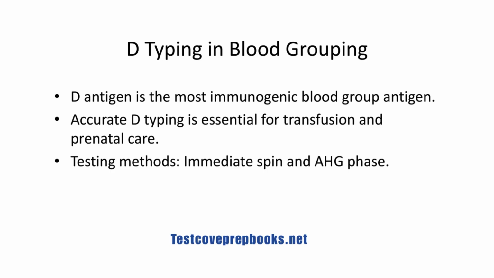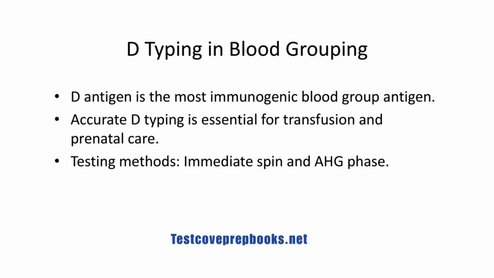The Rh system. The D antigen within the Rh blood group system is the most immunogenic of all blood group antigens, meaning it has the highest potential to stimulate an immune response. Accurate D typing is essential for safe transfusion practices and prenatal care.